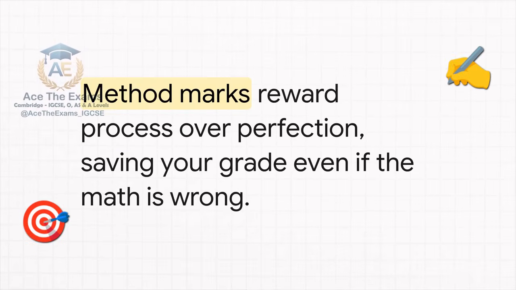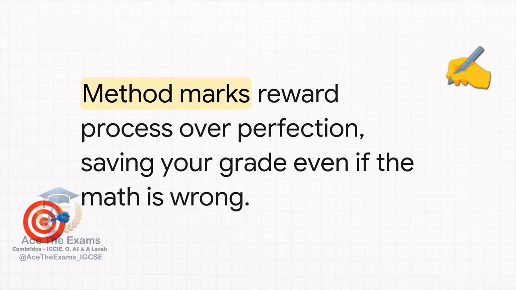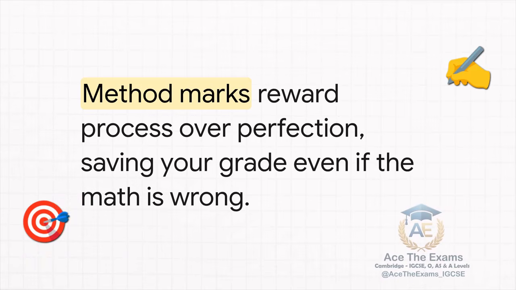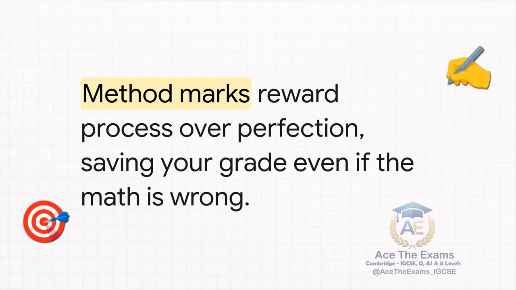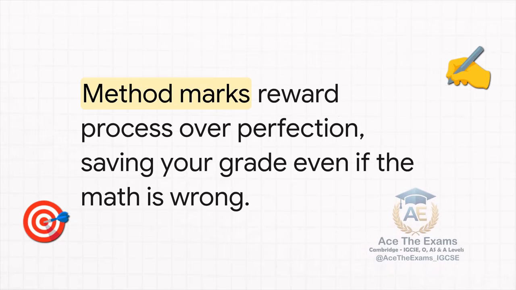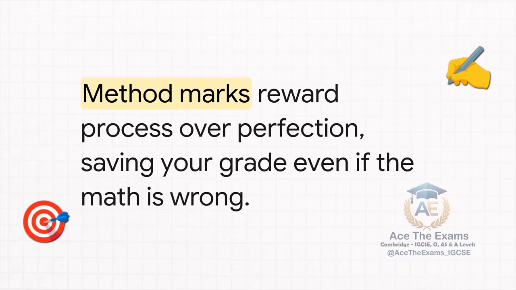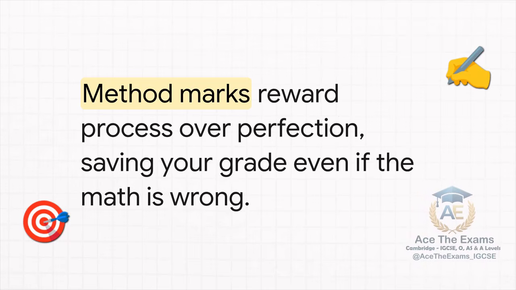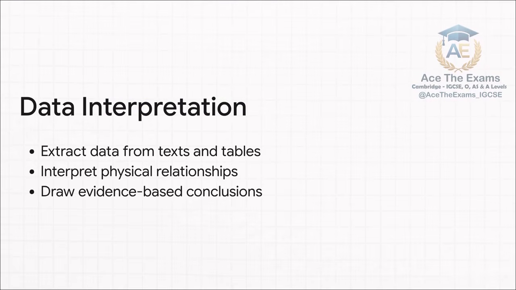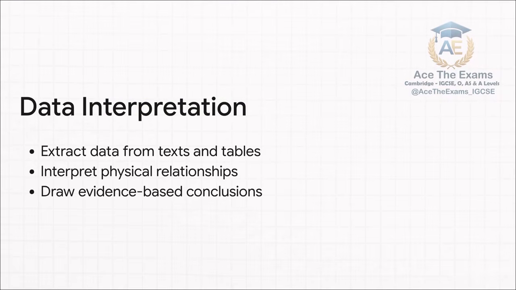Now, here is a strategy that can quite literally save your grade. We call it the method mark strategy. In Cambridge physics, you are awarded critical points just for showing your process. Let's say you mess up the final calculation because you missed a tiny negative sign, which is incredibly frustrating, right? We have all been there. But if your procedural framework clearly shows you applying the principle of conservation of momentum, you still capture those method marks. So, the golden rule: never leave a calculation blank, and please never do the math exclusively in your head. Process over perfection.